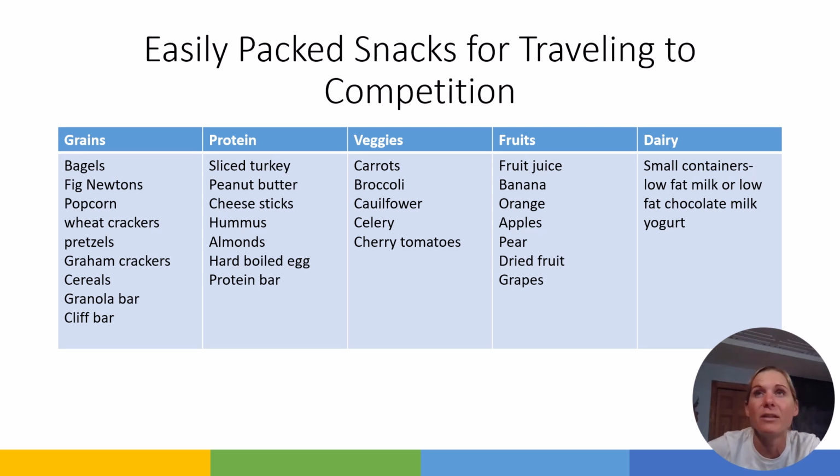Veggies, again, maybe this could be used sparingly in this particular scenario. We can use them after we're done, but a lot of these are going to be higher in fiber, and that might not sit super well for a lot of people. But some examples: carrots, broccoli, cauliflower, celery, and tomatoes are easy to pack and easy to take with us. Fruits, good easy options there. Fruit juice, banana, orange, apples, pears, dried fruit, and grapes would be good choices. Those unsweetened applesauce little packets are also very easy, portable to take with us as well. And then dairy, like a small container of yogurt or a low fat chocolate milk for after the competition would be a good option as well.